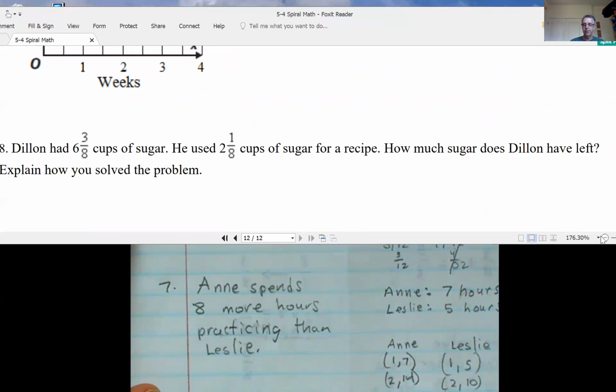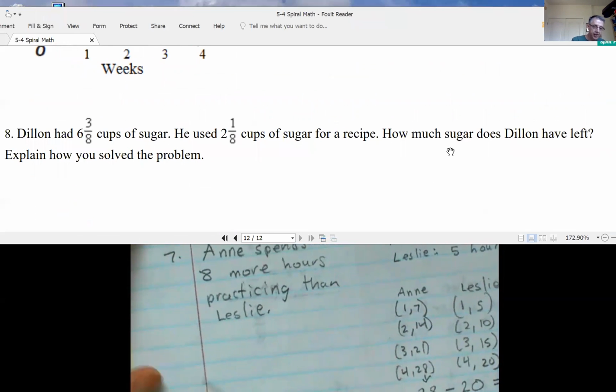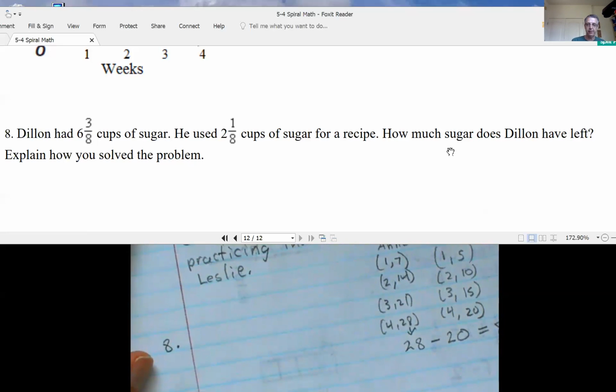And I'm going to zoom this down just a little bit. Okay, Dylan had 6 3/8 cups of sugar. He used 2 1/8 cups of sugar for a recipe. How much sugar does Dylan have left? Explain how you solve the problem. On this one, boys and girls, all you really need to do is just show your work. That's good enough explanation.